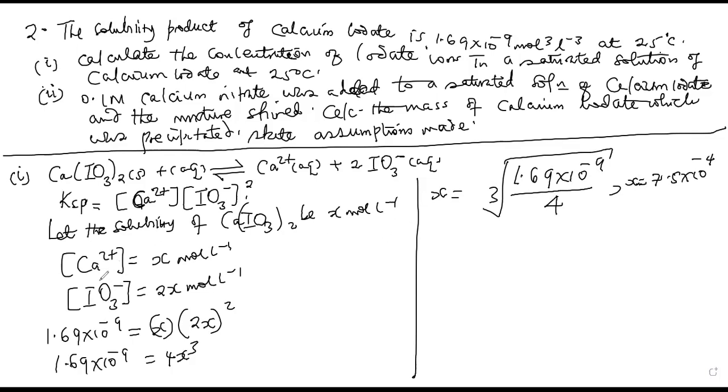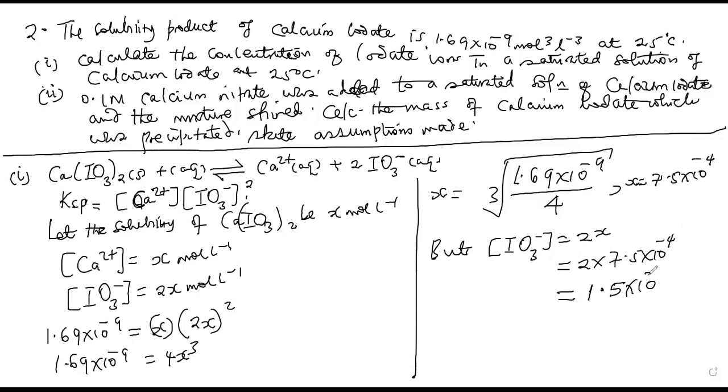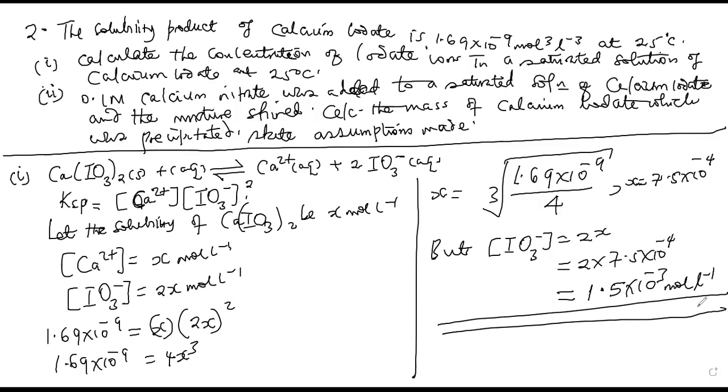Remember, the concentration of iodate ion is 2X, so it will be 2 times 7.5 × 10^-4, which gives us 1.5 × 10^-3 moles per liter. That is the concentration of iodate ions as required. Though they needed the concentration of iodate ions, the solubility would be X. If they wanted the solubility in water, it would be this.